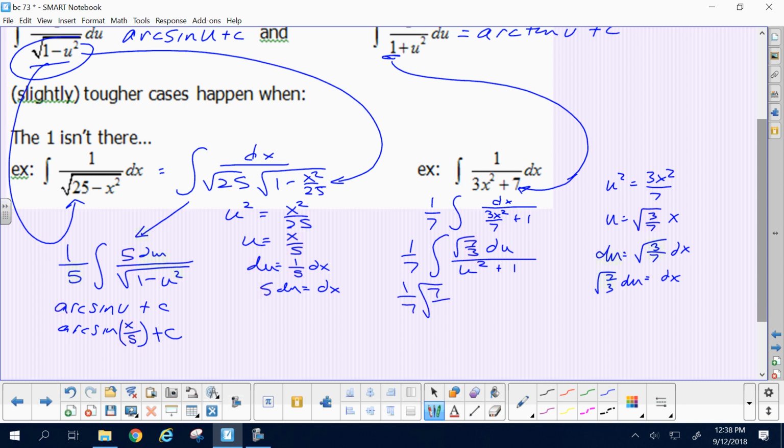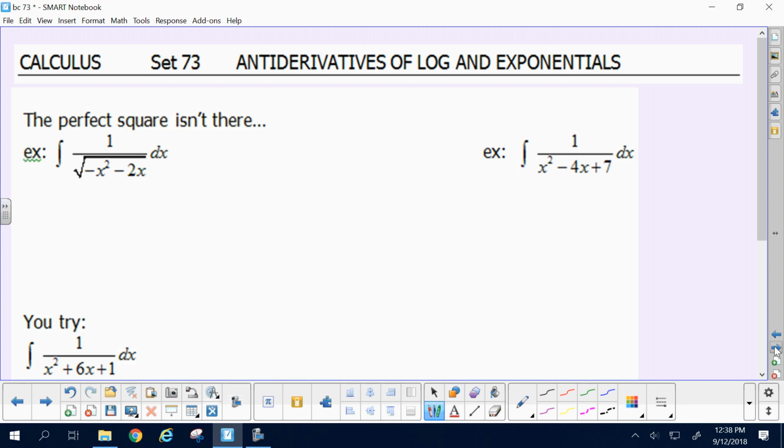1/7 root 7/3 out front. The antiderivative is arctangent of, let's just save our trouble, and instead of saying u, let's sub back with arctangent of root 3 over 7 x, plus c. All right. Let's try worse. Oh, it gets much worse. Hang on. It gets way worse. Okay, here we go.